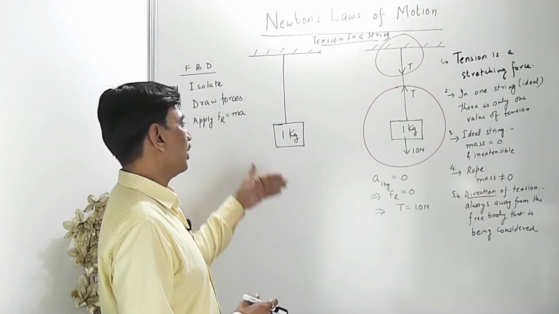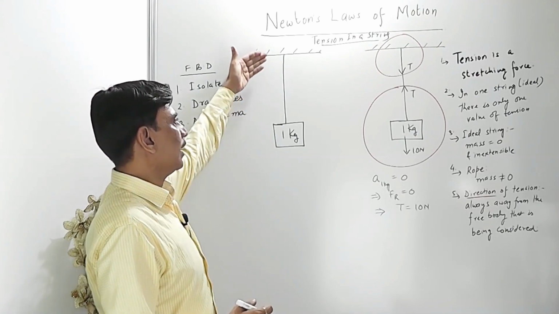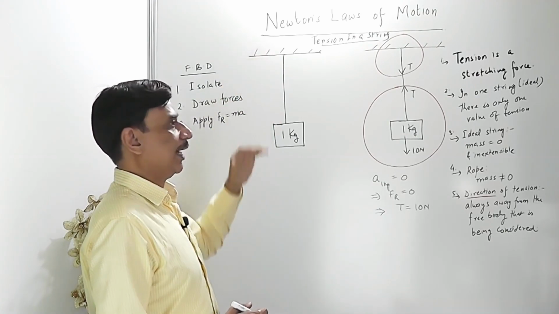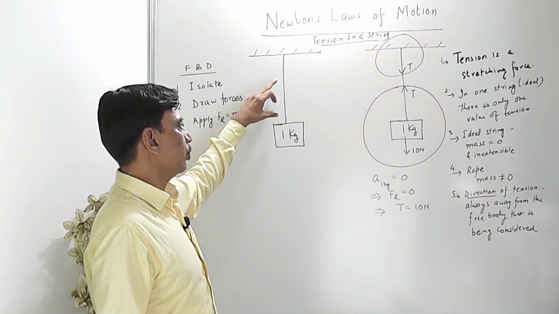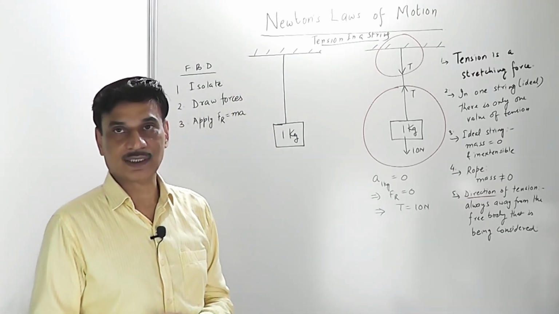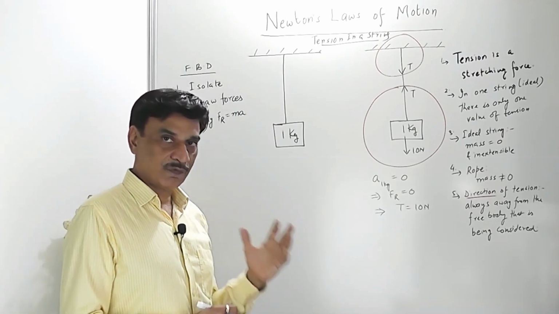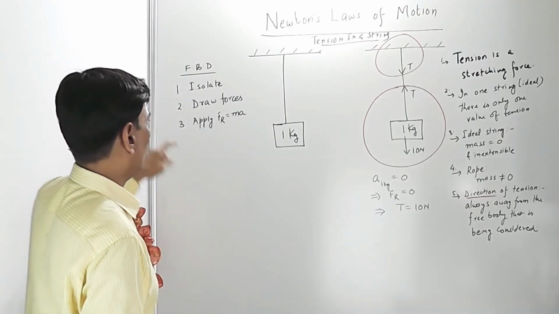So over here we have a mass of 1 kg hanging from a fixed support with the help of a string. We are interested in finding what is the stretching force, what is the tension in this string, and this string is ideal. So obviously we shall be using the free body diagram method.